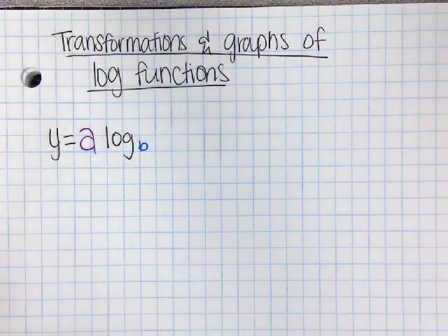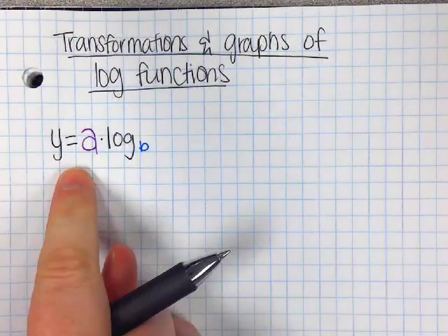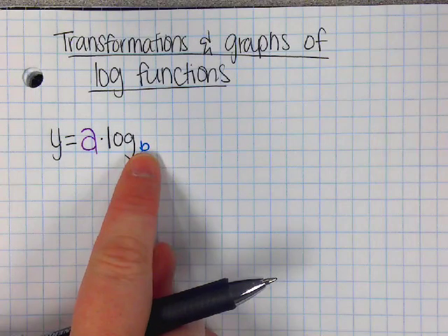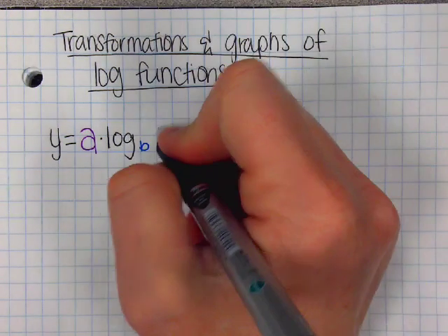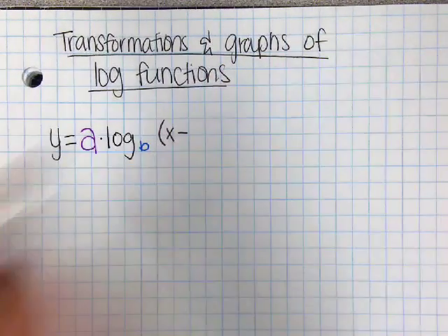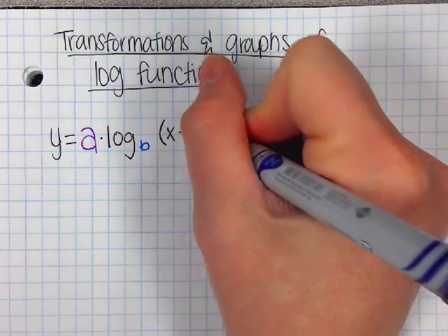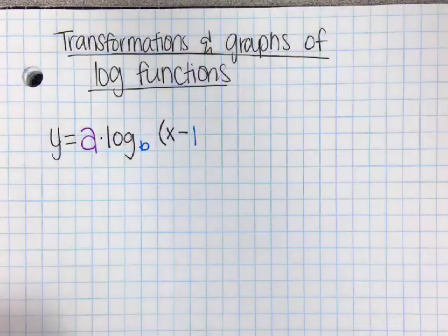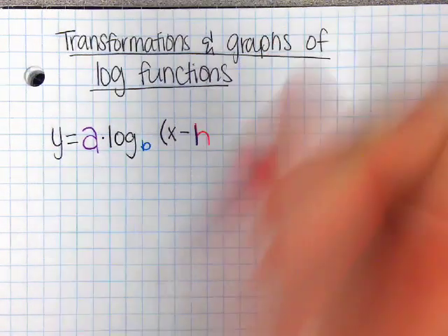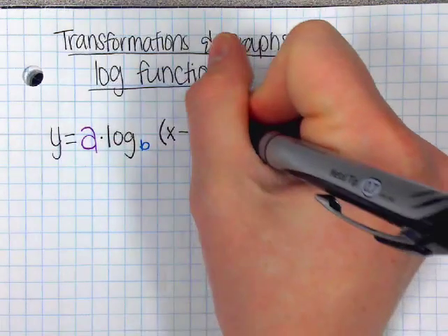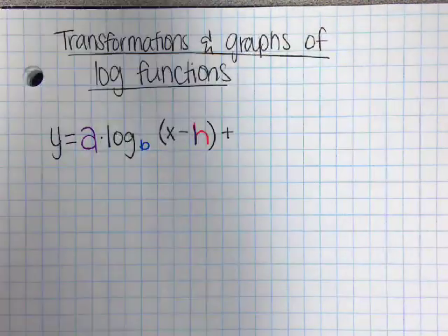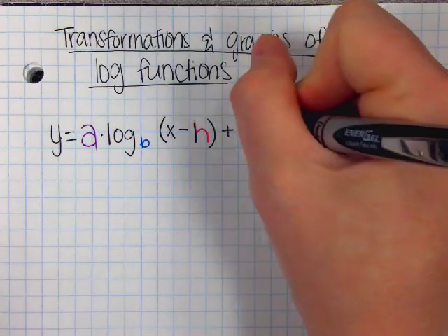So it's a times, the number out in front of the log, so a times log of the base, parentheses x minus the h value, and then plus the k value.